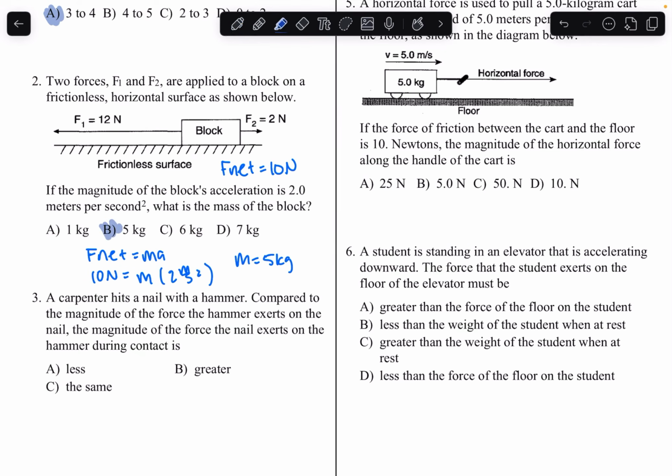choice B. Number 3. A carpenter hits a nail with a hammer. Compared to the magnitude of the force the hammer exerts on the nail, the magnitude of the force the nail exerts on the hammer during contact is the same. So this is Newton's third law. For every action, there's an equal and opposite reaction.